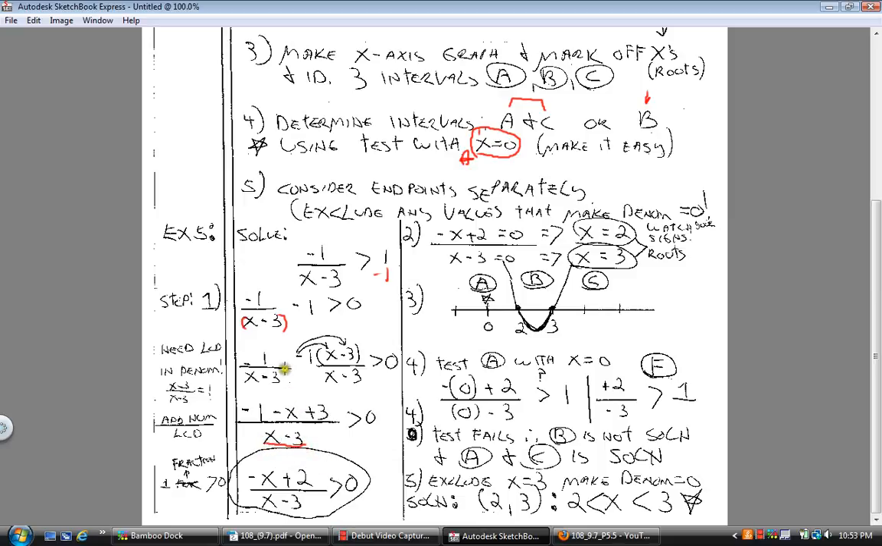Okay, now be careful with the minus signs up here. You've got -1, which is going to come down here. And now we're taking a -1 times x and a -1 times -3, the distributive property.